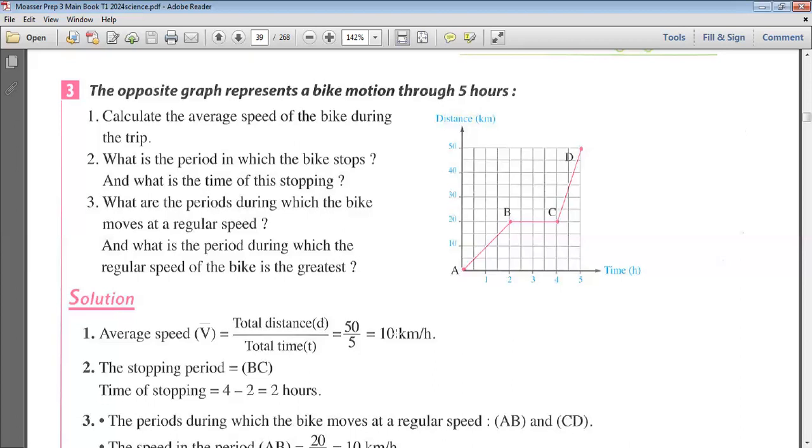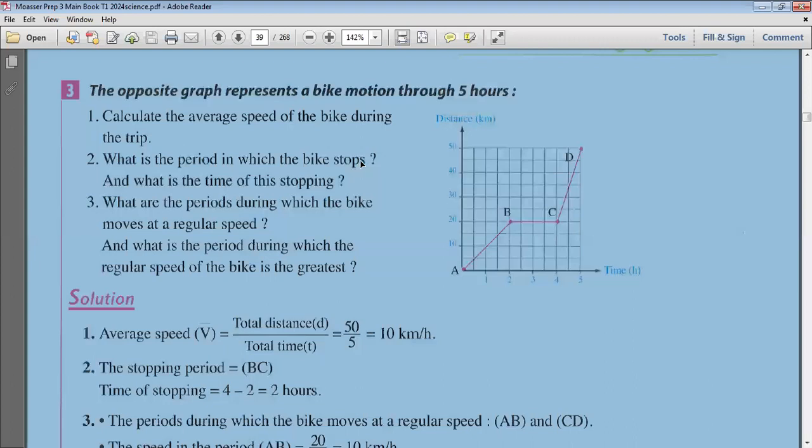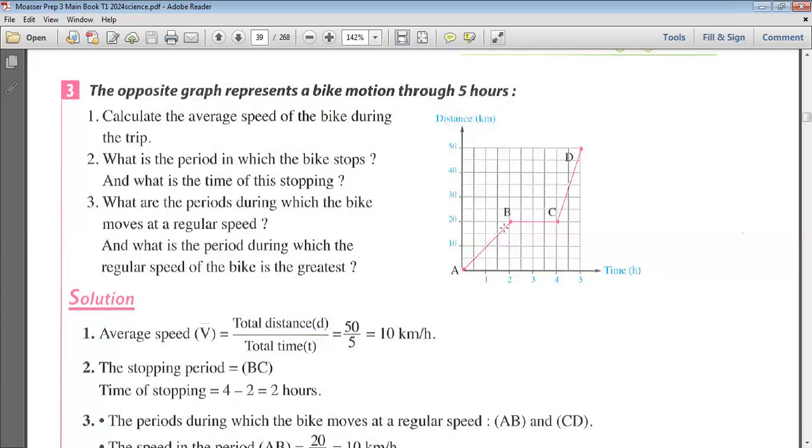per hour. Okay. What is the period in which the car stops? Which period? AB, BC, or CD? As soon as we got to the graph, he moved from A to B and covered 20 kilometers through 2 hours. Then the distance stayed constant, or remains constant, in BC at 20 kilometers. So BC is the period during which the bike moves at a regular speed.